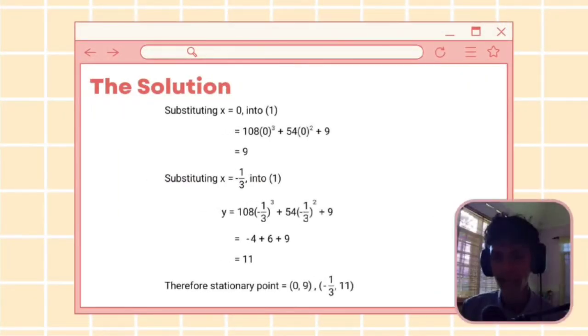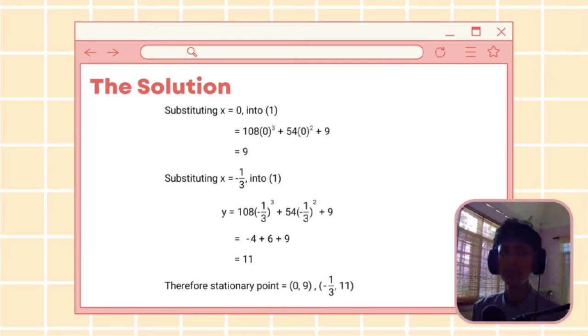Okay, for the next one, we're going to find the solution for y. So we're going to substitute x equals 0 and negative 1 over 3 into the first equation. So the first one is 108 multiplied by 0 to the power of 3 plus 54 multiplied by 0 to the power of 2 plus 9. So the answer is going to be 9. The first y is going to be 9.